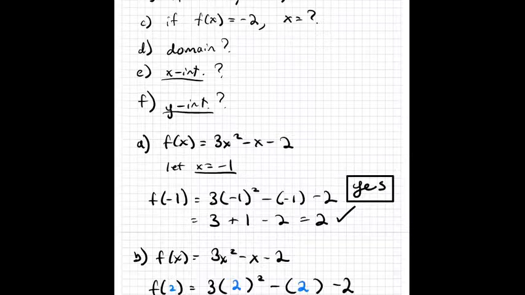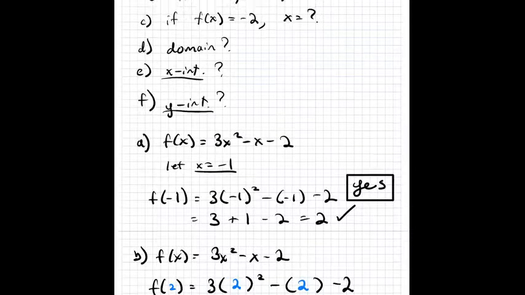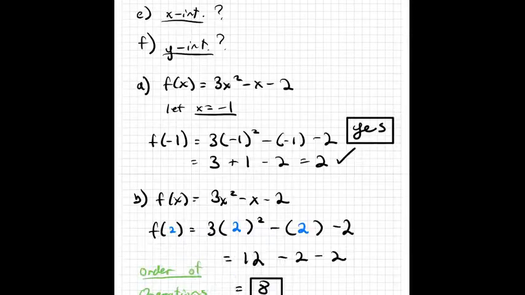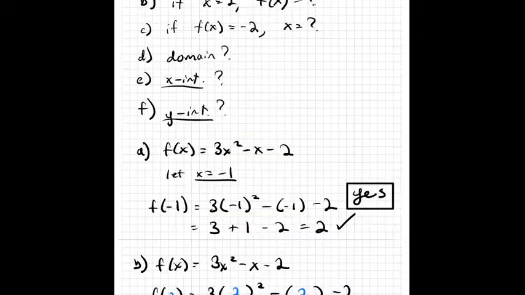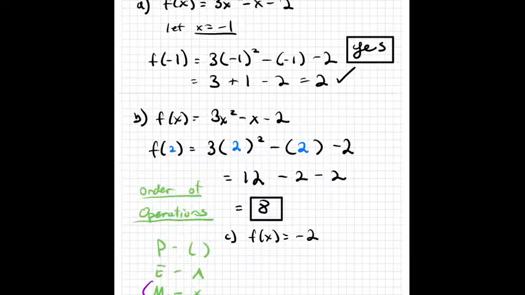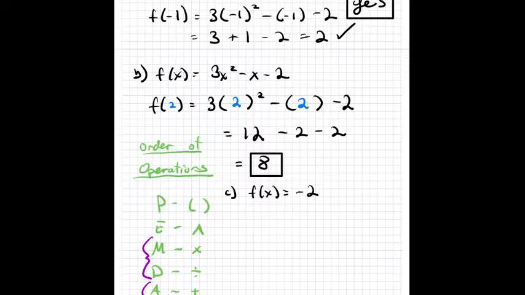If f of x equals -2, then what's x? Okay, so for part C, we're going to say f of x is equal to -2, so then x equals question mark. We would take f of x, which is 3x squared minus x minus 2, and set that equal to -2, and solve for x. So what I would do is set it to 0. If we add 2 to both sides, let me write that out. And when I say both sides, I mean the left and right side of the equal sign.